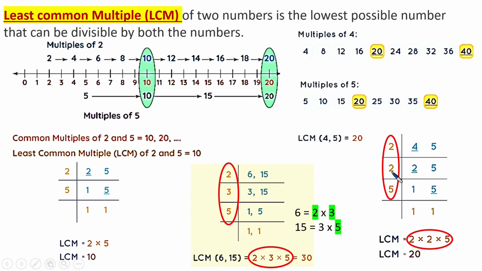Then in this 2 will go one time. 5 you again bring it down because 2 doesn't go into 5. And then 5 will go into this 5 one time. This one you bring down, till you get this 1. In this column, you multiply all. So the LCM is 2 into 2 into 5, that is 20. So this is how you can find it by writing, instead of going through the earlier kind of step, where this 20 is the least common multiple.